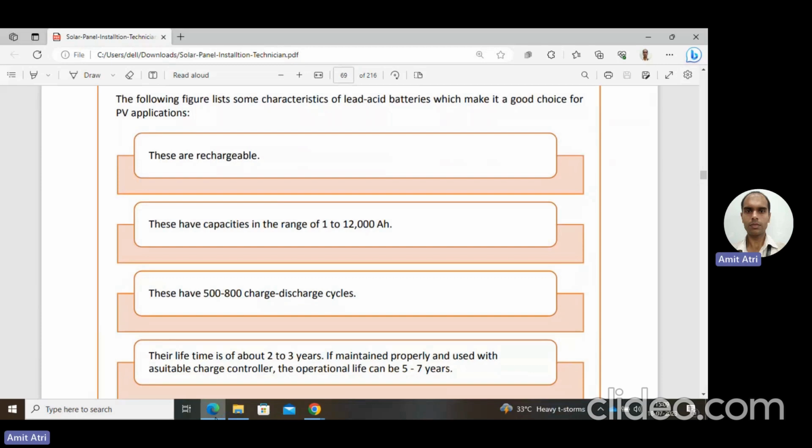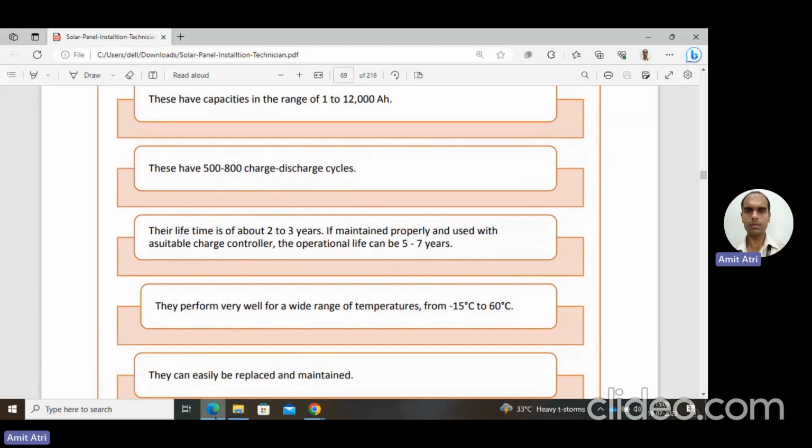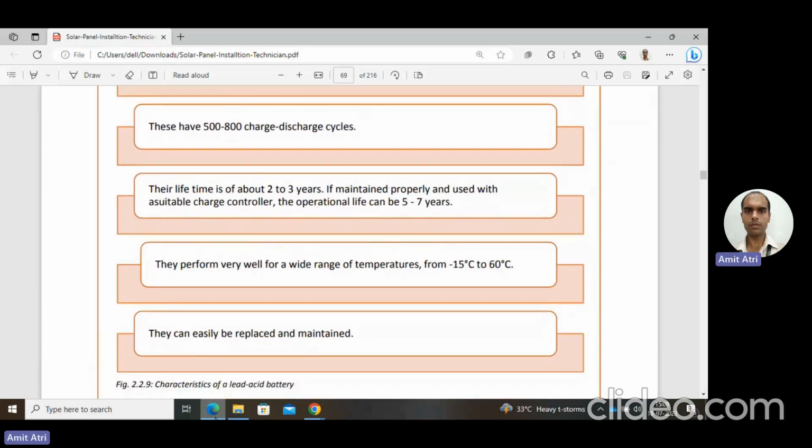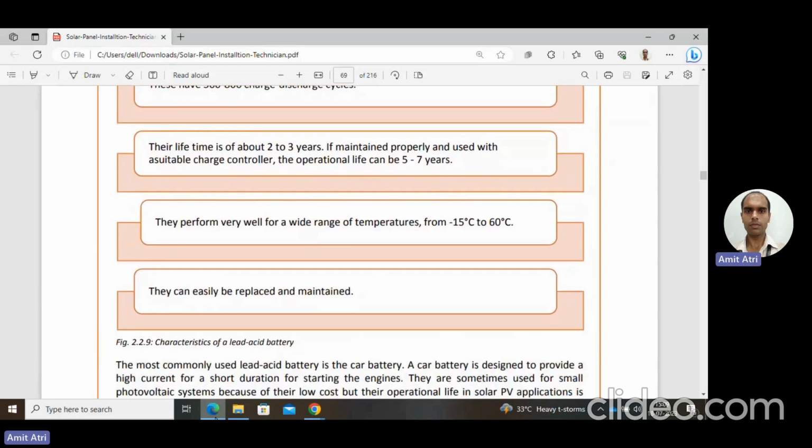If maintained properly and used with a suitable charge controller, the operating life can be increased up to 5 to 7 years. So it needs proper maintenance. They perform very well for a wide range of temperature, from minus 15 degrees Celsius to 60 degrees Celsius, and can be easily replaced and maintained.